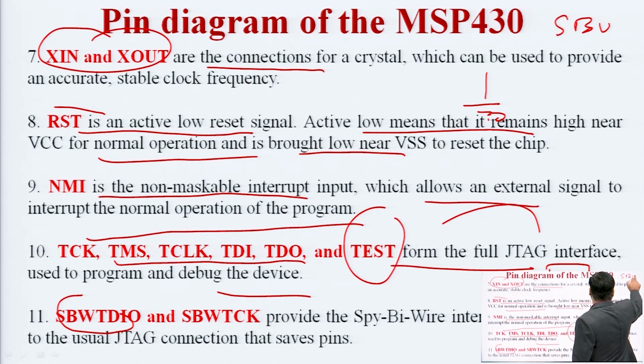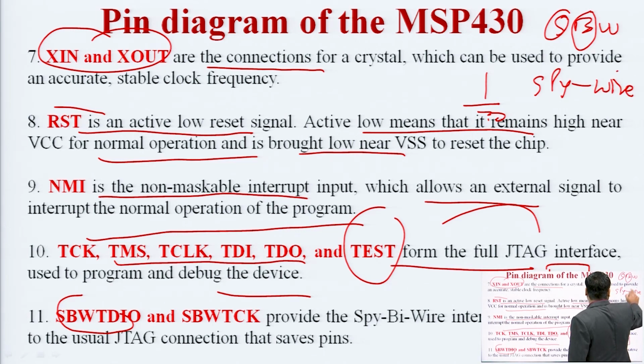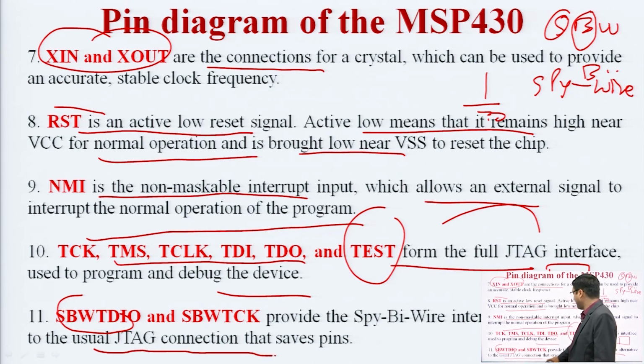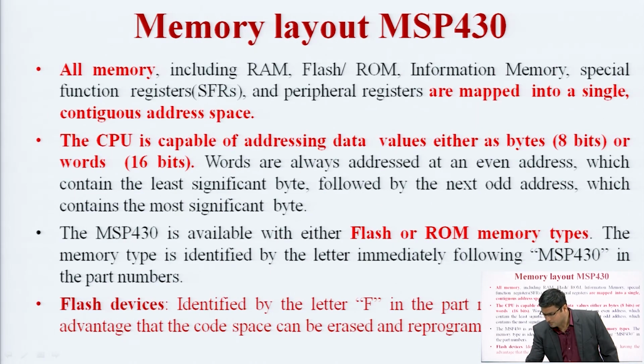SBW means Spy-Bi-Wire, a bidirectional two-wire circuit. Basically, this is a part of the JTAG which is used for debugging the circuit. This is an alternative to the usual JTAG connection that saves pins. So by using Spy-Bi-Wire, we can save our pins. Okay, so this is the MSP430 pin out.